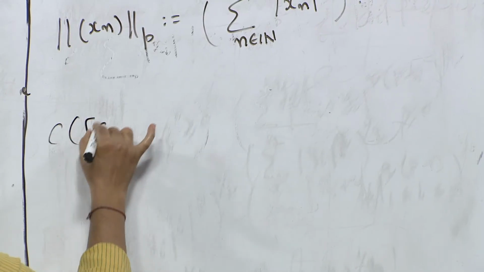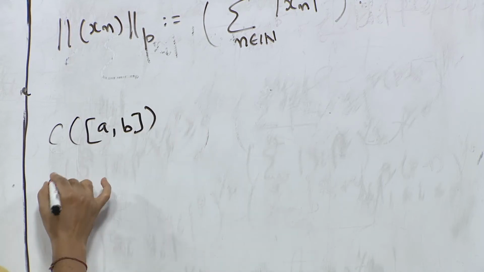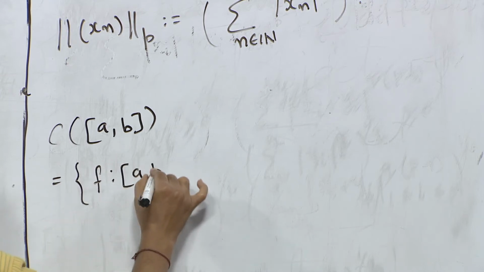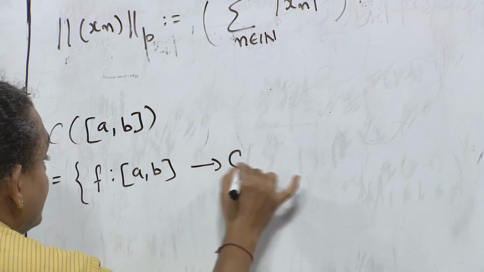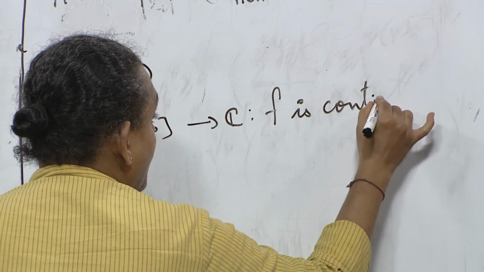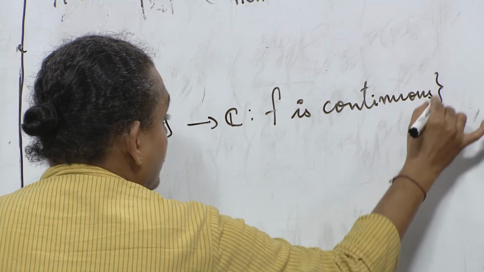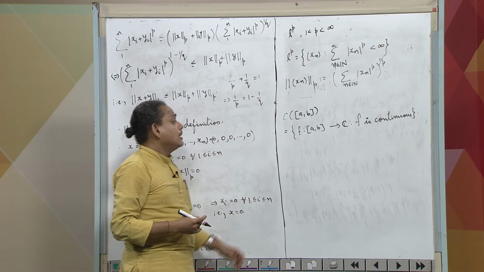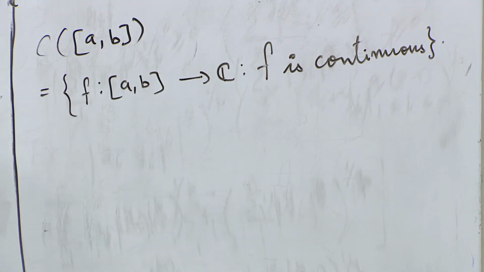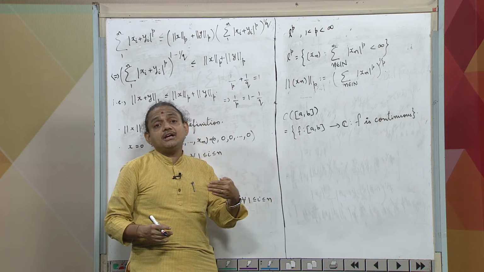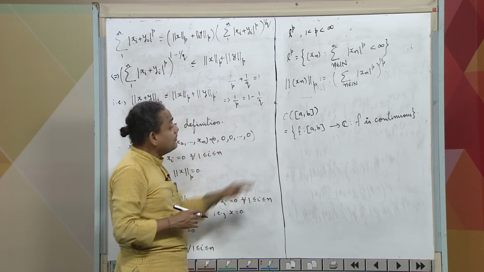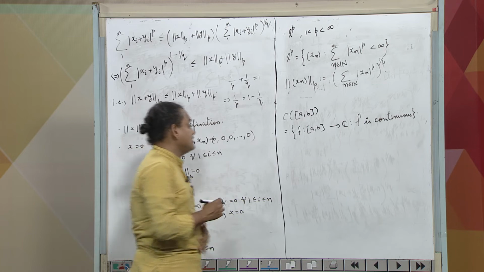Next is what is known as C[a,b]. This consists of all functions from [a,b] to C, all complex valued functions defined on the closed interval [a,b], such that f is continuous. Your basic calculus must inform you that if you have two continuous functions, then their sum is also continuous, and if you multiply a continuous function by a scalar, then still it is going to be a continuous function. Therefore, C[a,b] is a vector space, right.